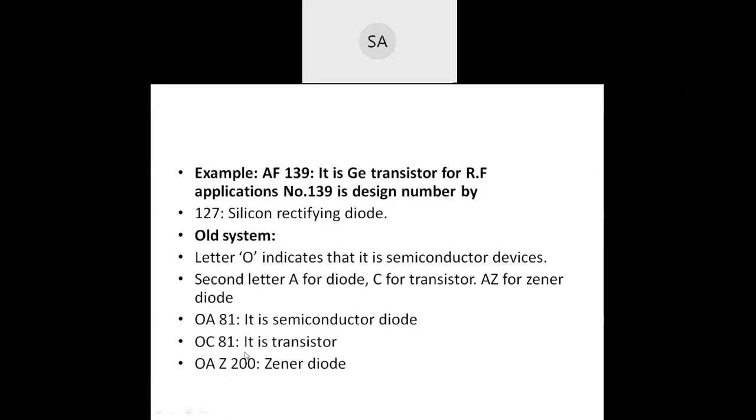So these are the representations, the identification of the letters and the case, showing how to identify any component. Next: transistor packages and the pin configurations. How transistors are fabricated and how to identify the pins.